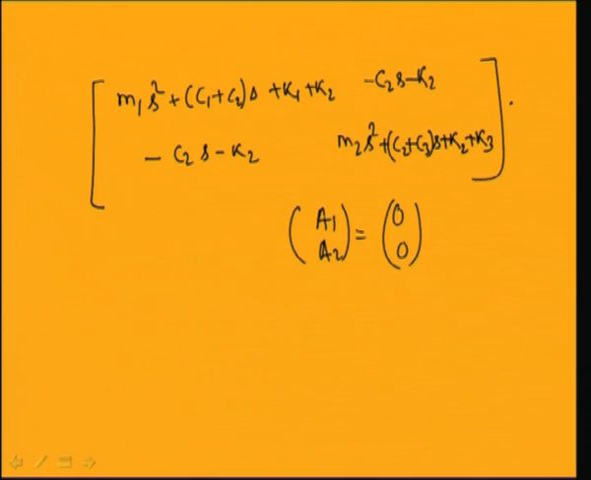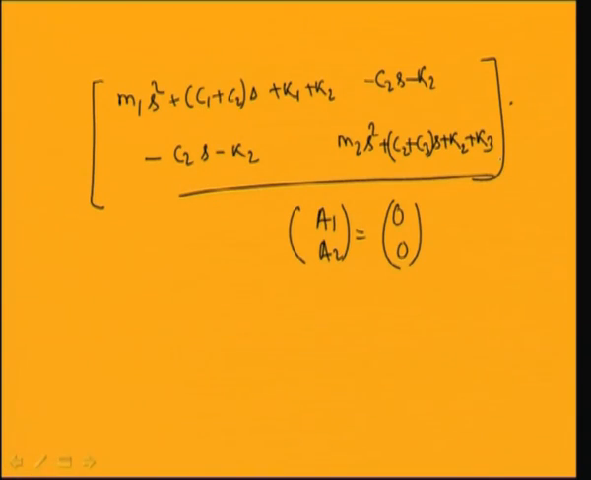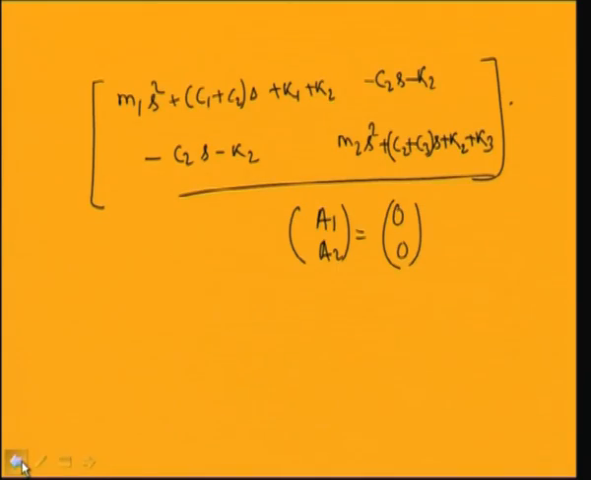For a non-trivial solution, the determinant of this matrix must be equal to 0. If you find the determinant, it reduces to a fourth order equation. This equation becomes the product of the diagonal terms, m1 s squared plus c1 plus c2 s plus k1 plus k2 and so on, minus the off-diagonal product, equal to 0. So you will have 4 roots, and from these 4 roots you can find the solution of the system.